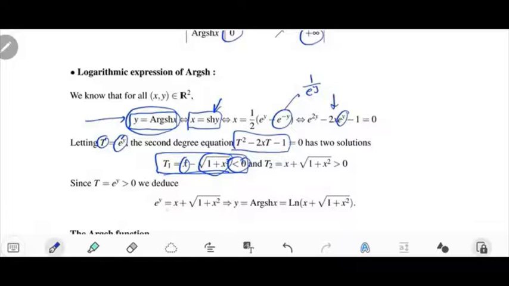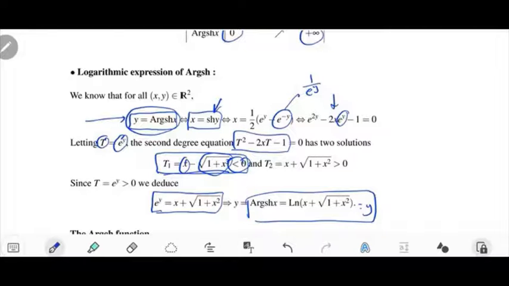Then we say that e^y will be written as this t2, and then y is equal to ln of what's in here, so this is y, which is arg sh x. So we are able to write arg sh x as a logarithm because sh itself is an exponential form, so calculating the inverse function should give something like a logarithmic form.